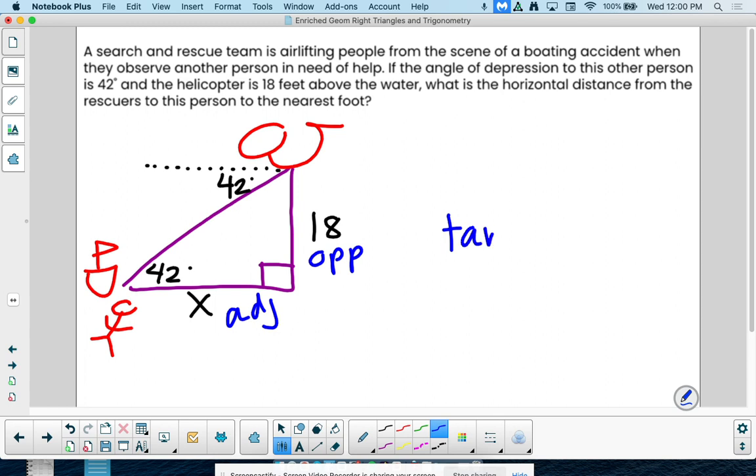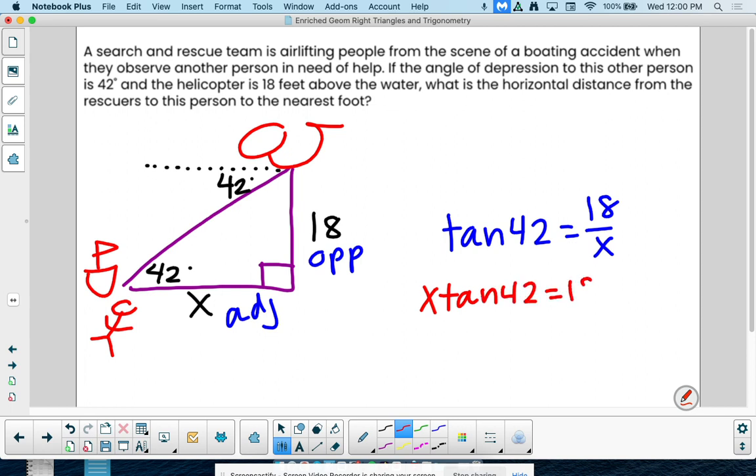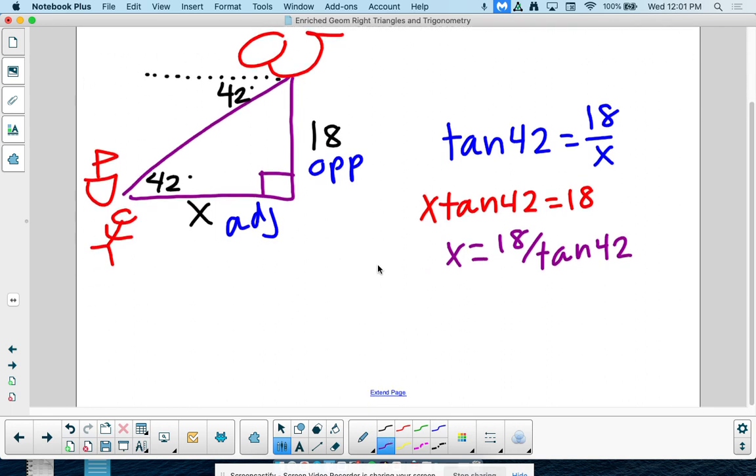Okay, now it's 19. 20. Multiply by x to get it out of the denominator. Hearing a lot of good answers. I think that we want to round to the nearest foot. I think it should be 20 if you round.